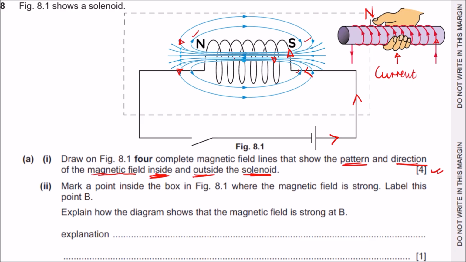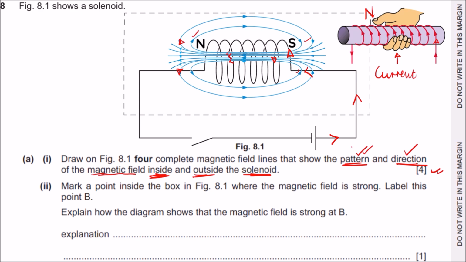So the pattern, we have inside where they are parallel, coming out of the north and entering in through the south, and outside where they are circular or elliptical, coming out of the north and entering in through the south. So inside they are parallel from the north to the south, outside they are elliptical or circular from the north to the south. So we have dealt with direction north to south, pattern inside parallel, outside circular. So with this we have completed these 4 marks.